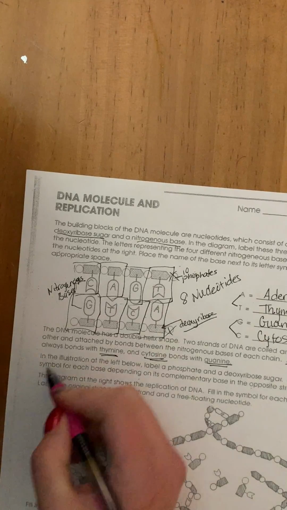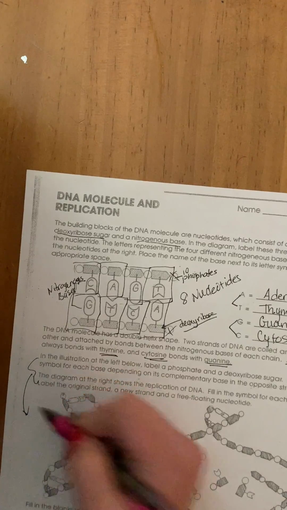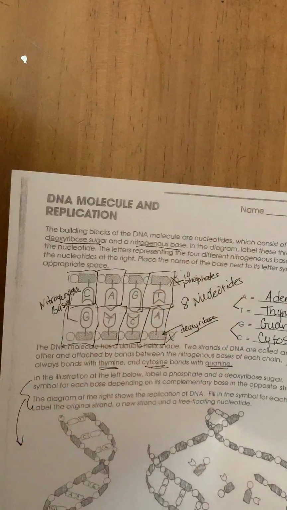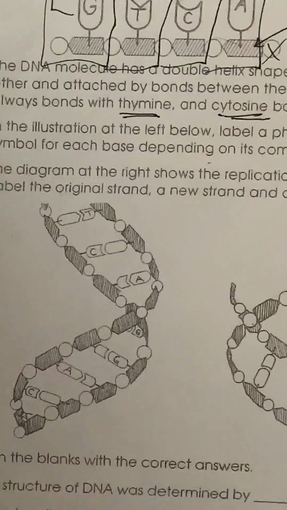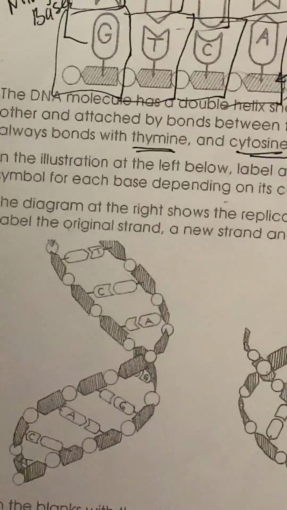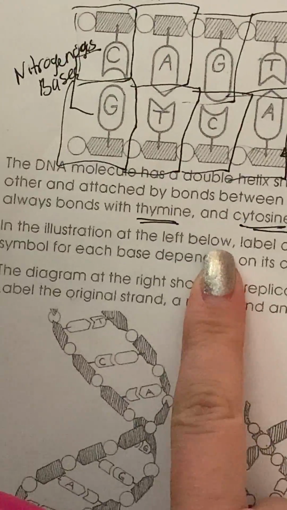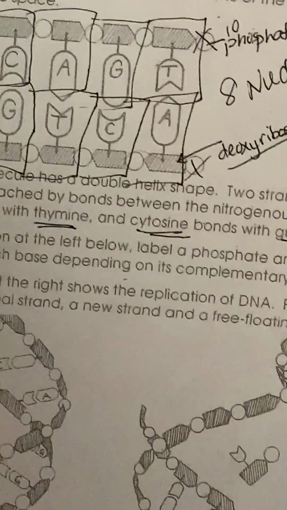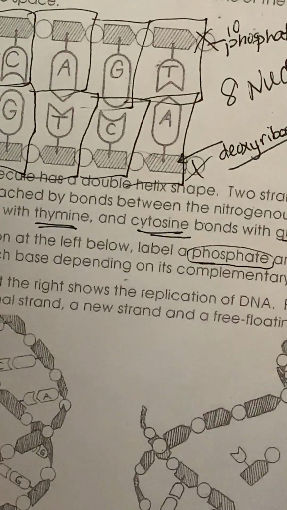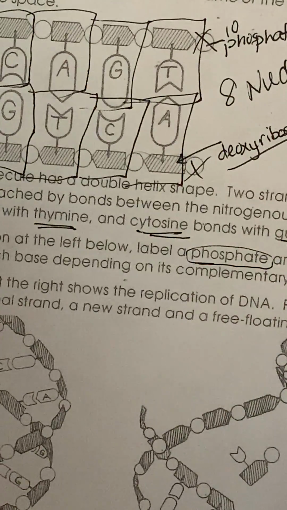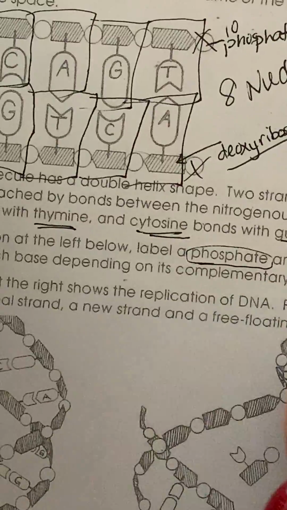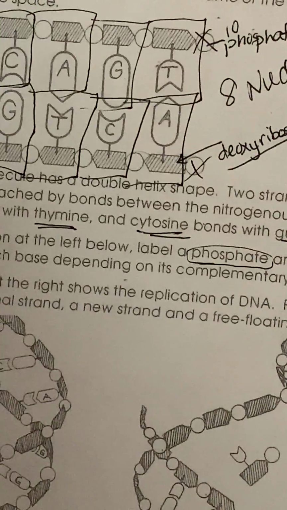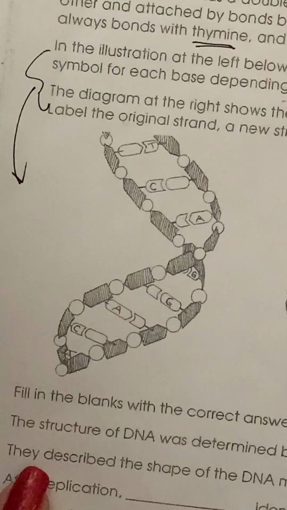All right, so now these go to these diagrams down here. So I'll move it up a little bit. Okay, and I'll try to zoom in a little bit. So this first one right here says, in the illustration at the left, label a phosphate. So that's the first thing you need to do. Label a deoxyribose sugar. You just have to label one of them, okay? And then fill in the symbols for each base depending on its complementary base in the opposite strand. So that's what we're doing on this diagram here.